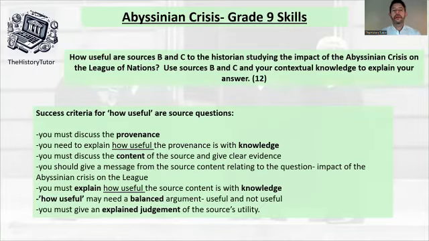So just a reminder of the things you need to do. Okay, so this question says, how useful are sources B and C to the historian studying the impact of the Abyssinian crisis on the League of Nations? So it is also sort of like that writing account question where you might say, write an account of how the Abyssinian crisis weakened the League. So we need to know the events, we need to know the consequences to help us with our source work here. So we need to obviously be able to discuss the provenance of the source, who wrote it, when they wrote it, the information you find underneath the source or next to the source on the exam paper.